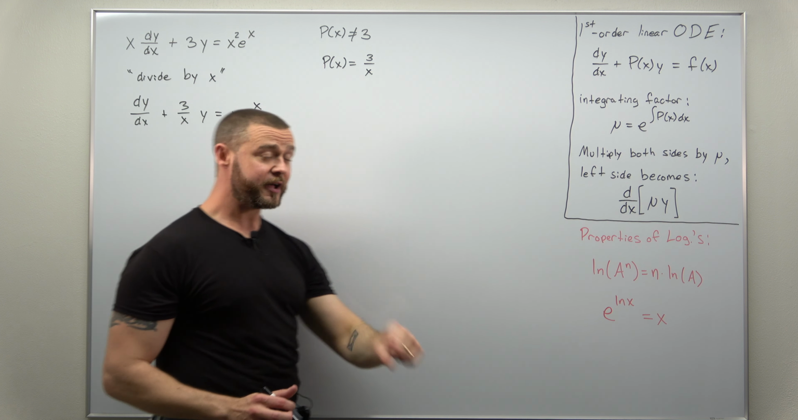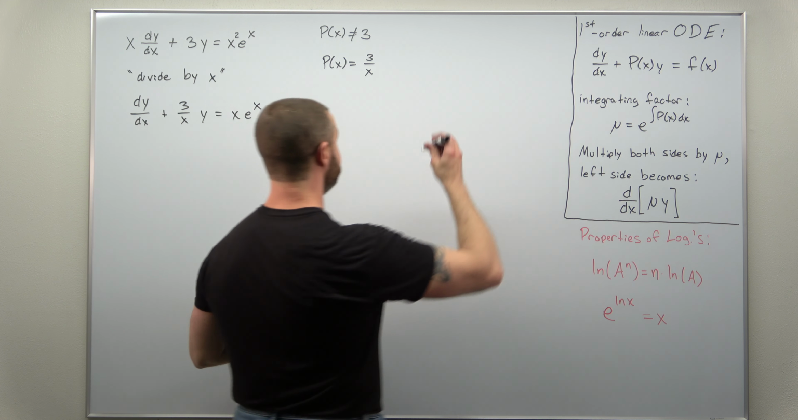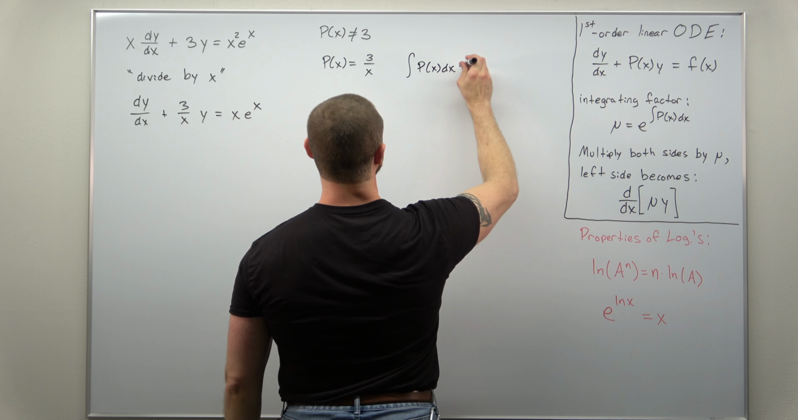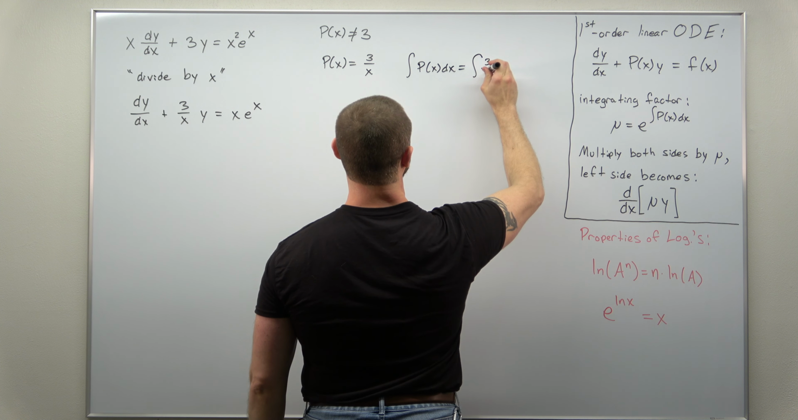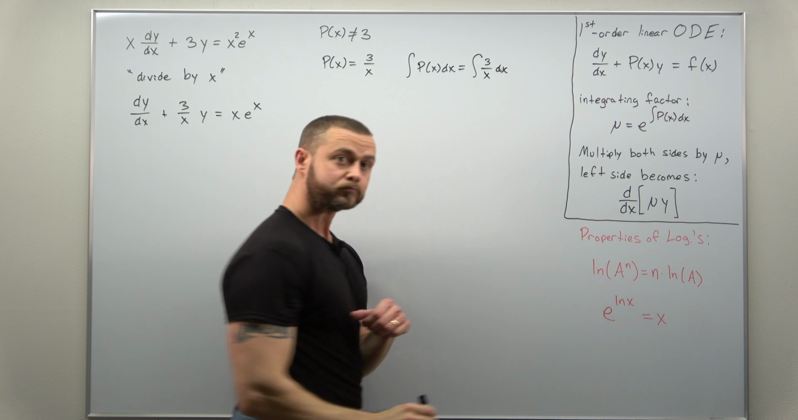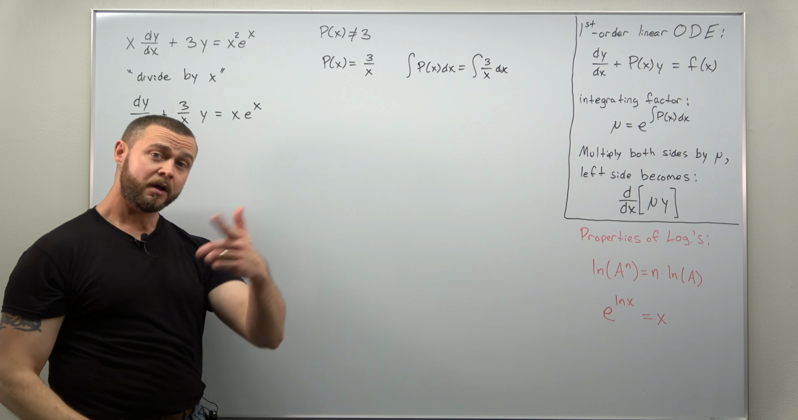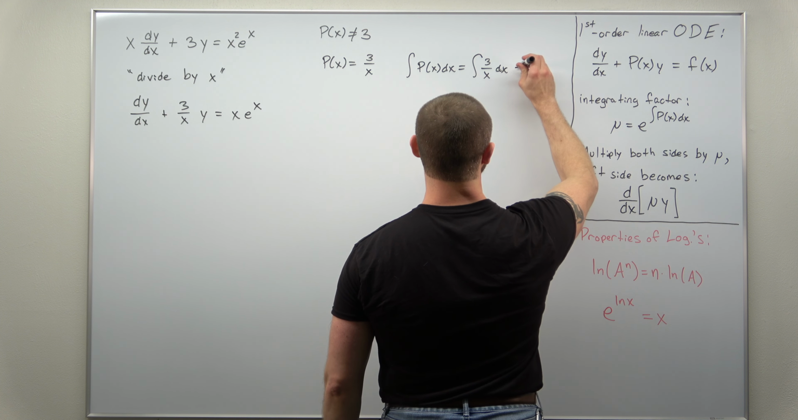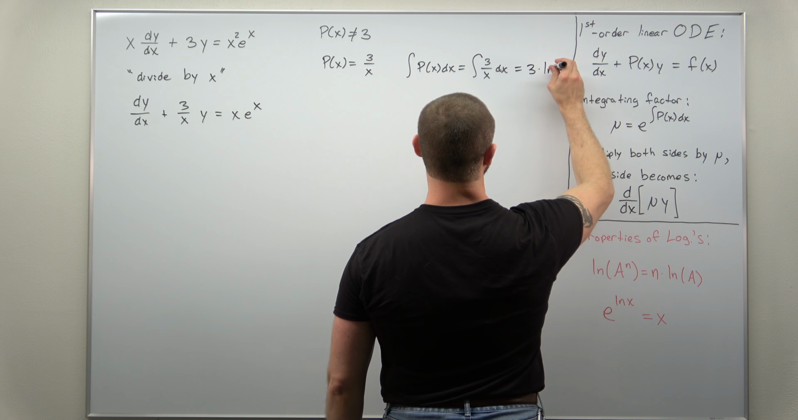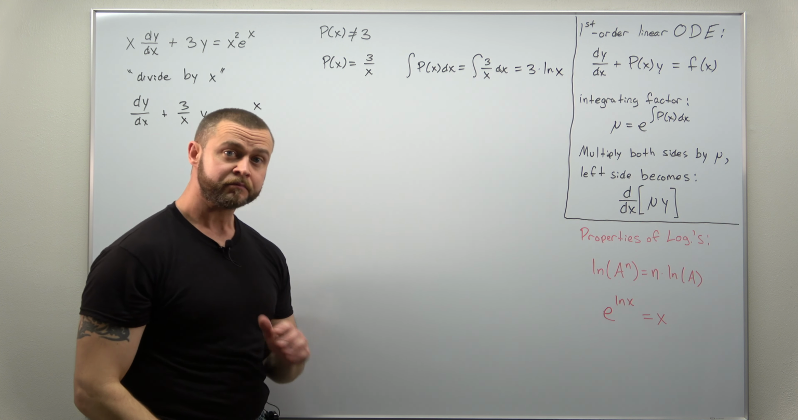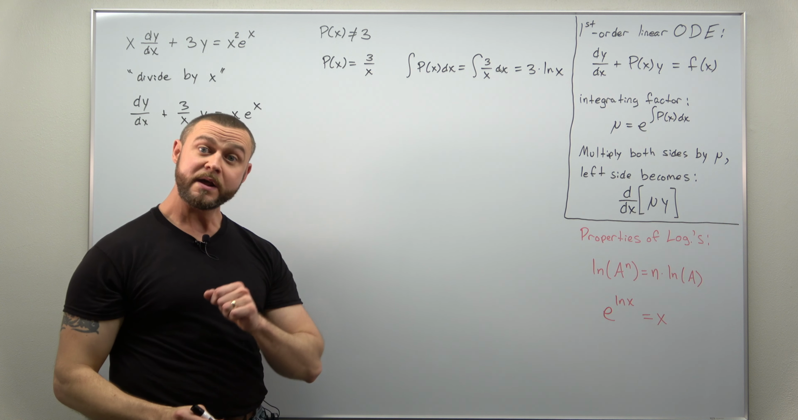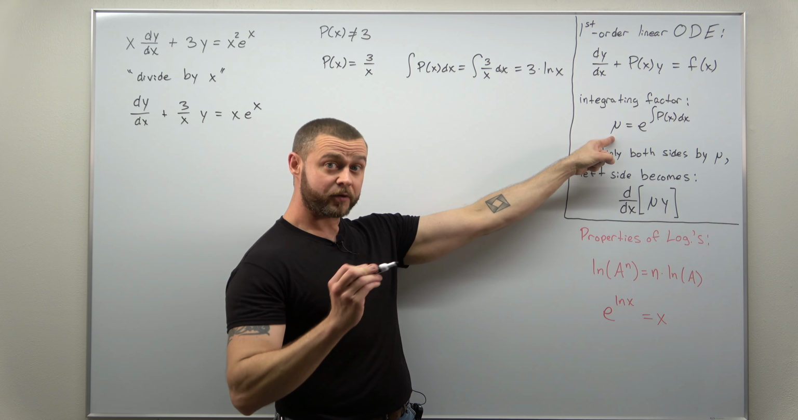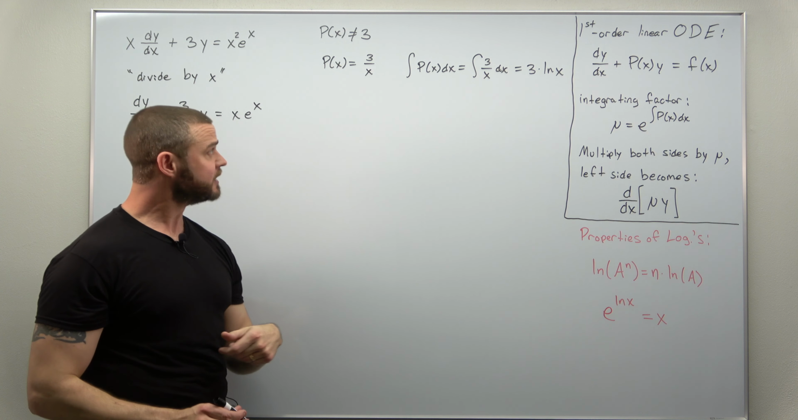We're going to calculate the integrating factor, but first we need to integrate p of x. All right, and that's really simple here. 1 over x, that antiderivative, is natural log of x. The factor of 3 is just a constant multiple, and that's it. So we now exponentiate that to get our integrating factor. The formula for mu is e raised to that integral or antiderivative.